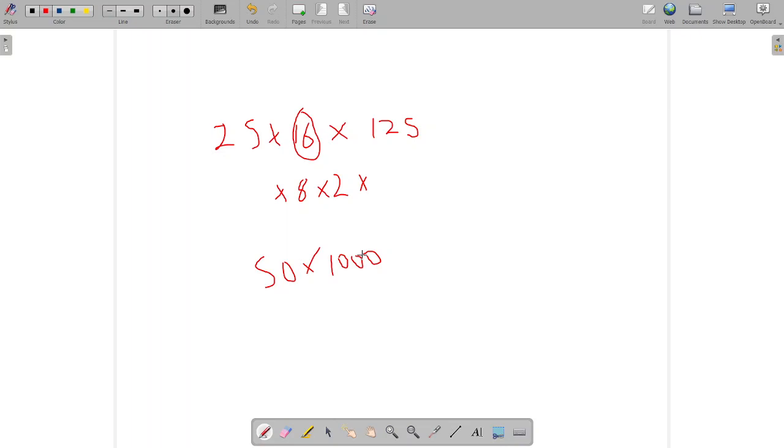And then 125 times 16 times 8, again, different ways of doing it. I've split the 16 into 8 times 2. And so that'll be 125 times 8, which is 1,000, and then 2 times 8 is 16, and then 16 times 1,000 should be fairly straightforward.